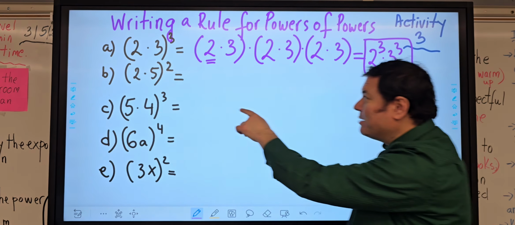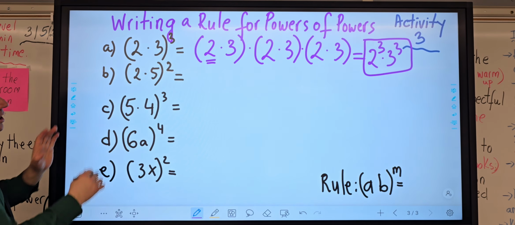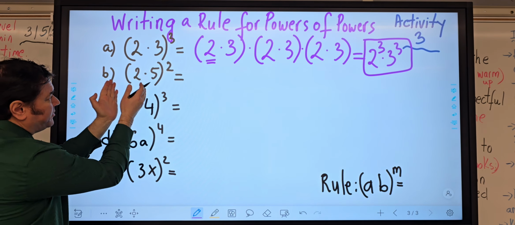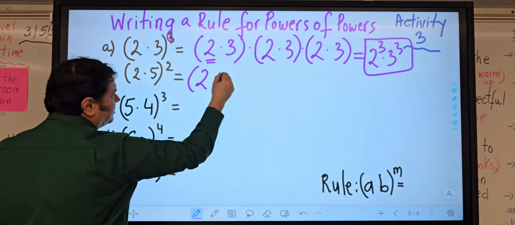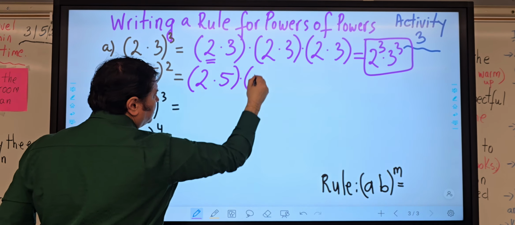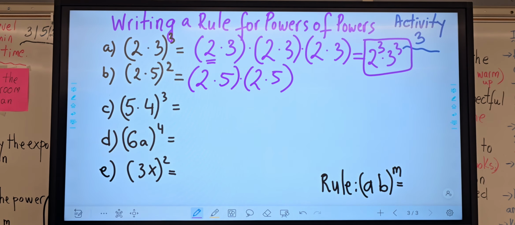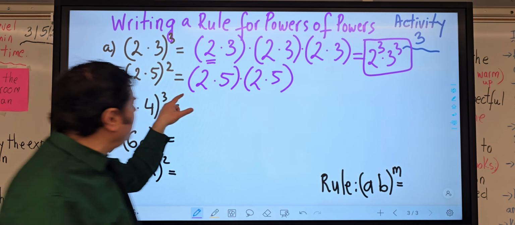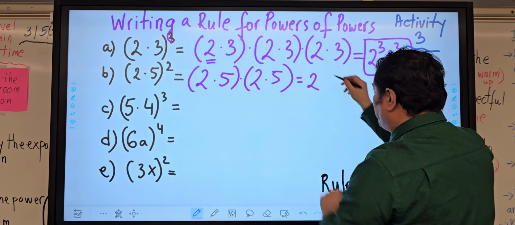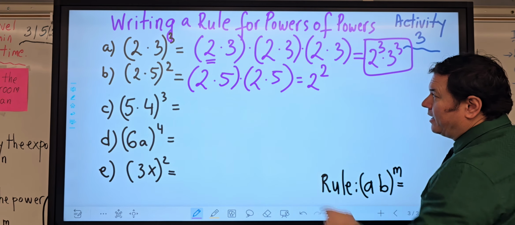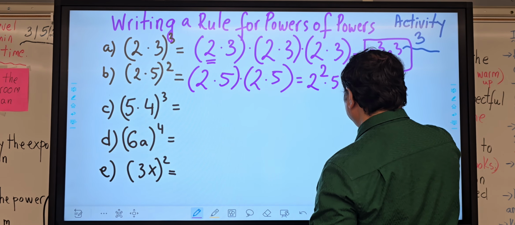Okay, let's take a look at example B now. In this case, we have 2 times 5 to the 2nd power. So the same thing, we have to multiply 2 times 5 twice: 2 times 5 times 2 times 5. And again, let's count how many 2's. We have 2 2's, so it's 2 to the 2nd power because we have 2 of them, and then times 5 to the 2nd power.